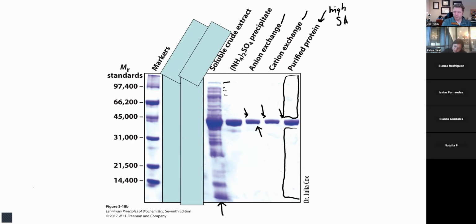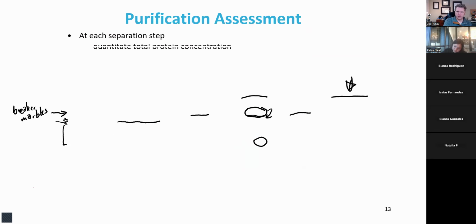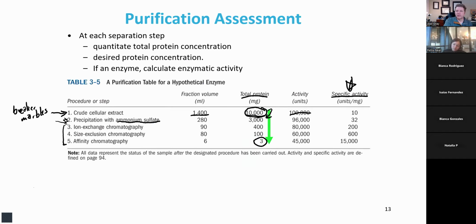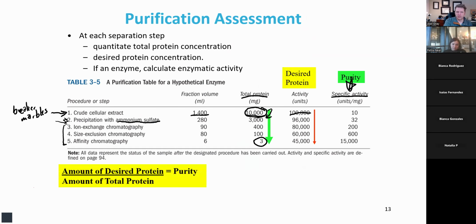Okay. Now I'm going to go back to this purification assessment because what I'd like to do now is go into these different techniques, specifically the chromatography techniques. Now, like I said, your specific activity is kind of a measure of the purity. The higher the specific activity, the more pure your protein is.